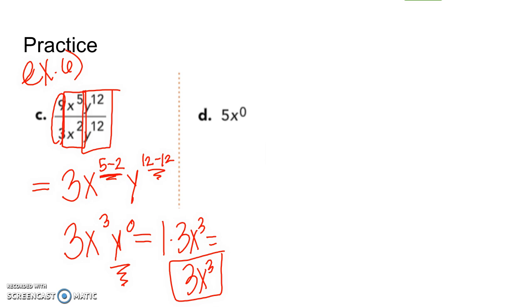All right, last thing. What is x to the 0 power? Anything to the 0 power equals 1. So this is like saying 5 times 1. What is 5 times 1? 5.